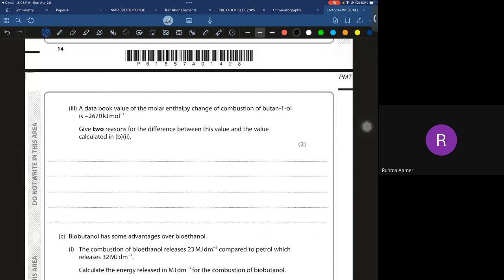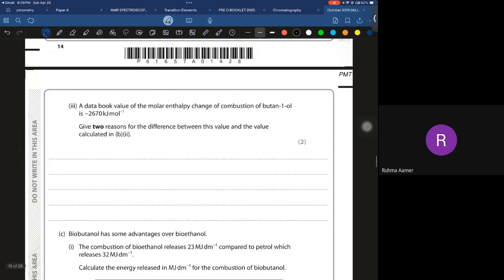Exactly, heat loss, yes. So you can say what was the value, minus 2512, and this value is minus 2670. Of course, this value is more negative. They are saying give two reasons for the difference between this value and the value calculated in part B 2. But it is talking about the bond enthalpy compared to the enthalpy of combustion? Basically they are doing bond enthalpy, yes.